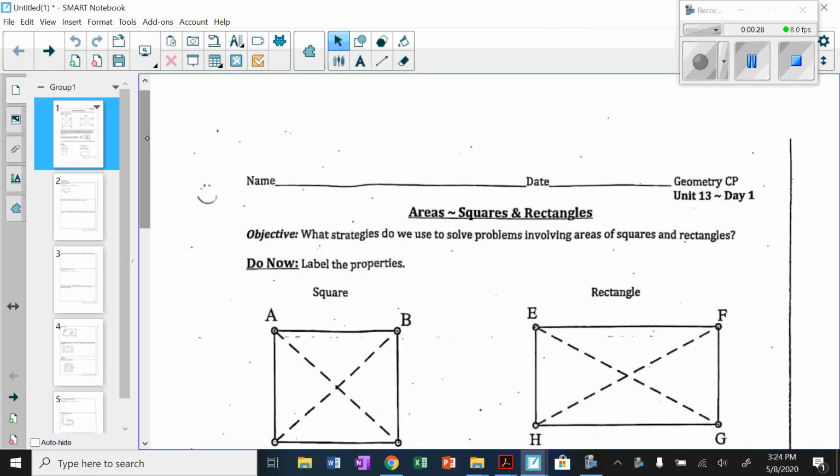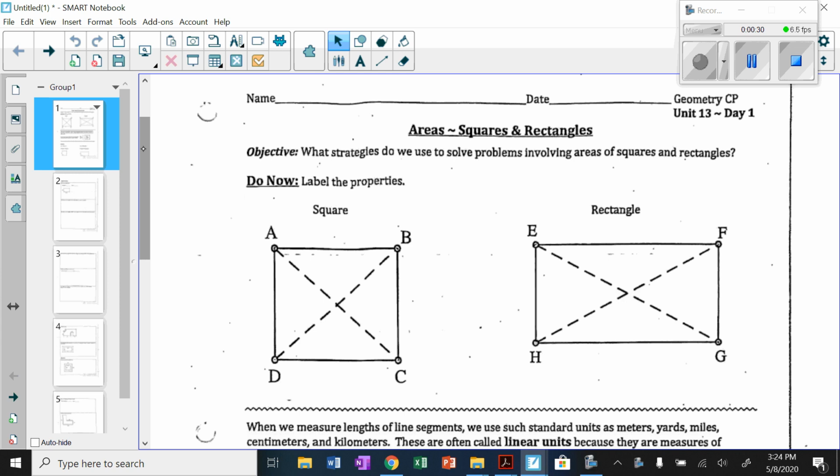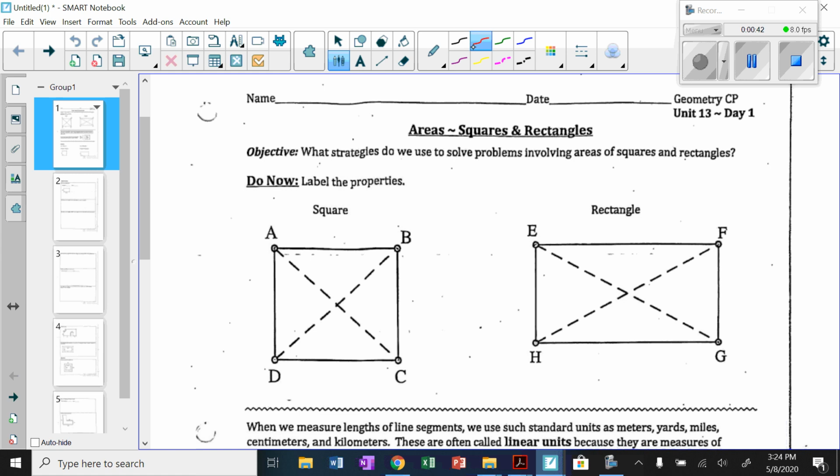Okay, guys, so we are finally done with circles and we are getting into area. The first lesson, we're going to focus on areas of squares and rectangles. I know we usually skip the do now, but I want to take a minute and actually go over the properties of a square and a rectangle.